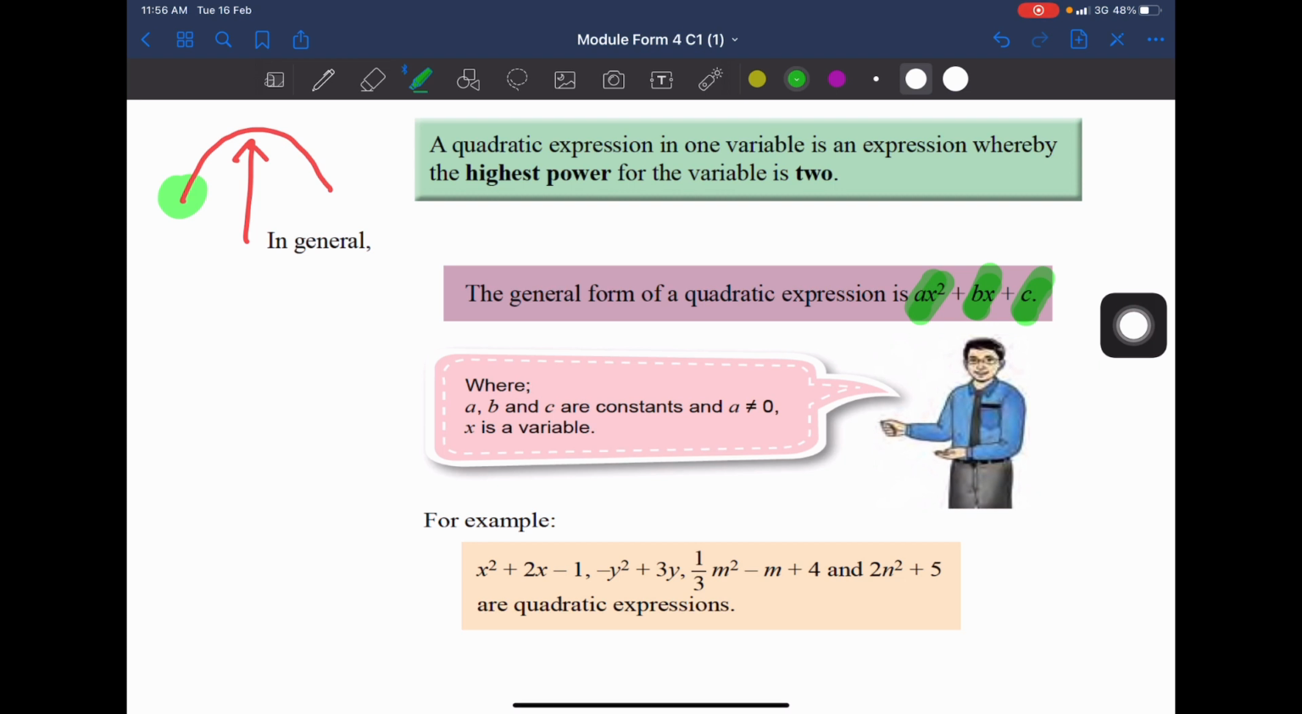Macam itulah. Okay, for example, kita ada x square plus 2x minus 1, di mana highest power is x square. Then kita ada negative y power of 2, highest power is square. 1 over 3m square, highest power is square. And 2n square, so highest power is square ataupun 2.